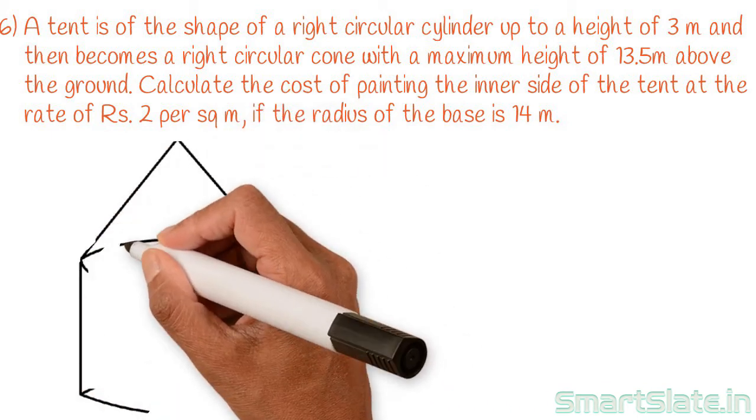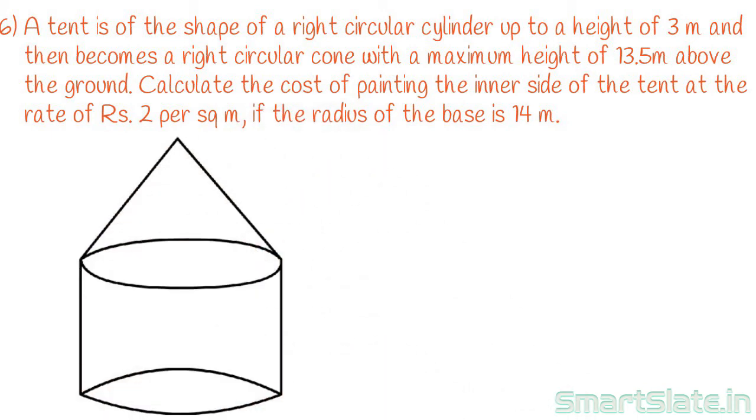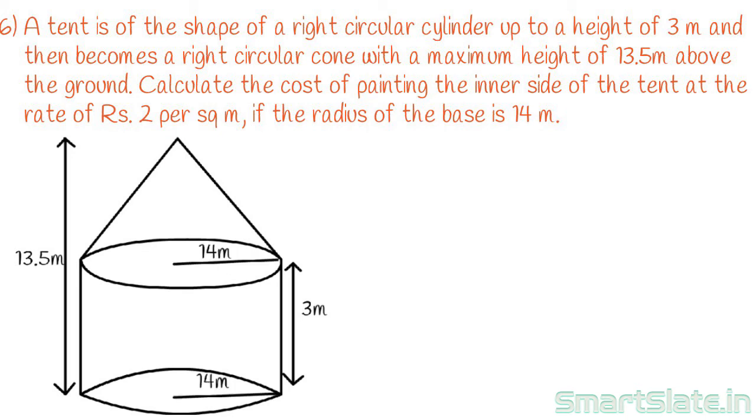Let me draw a tent. This height is 3 meters. The maximum height of this tent is 13.5 meters. Radius of the base is 14 meters. We are supposed to find the cost to paint the inner side of the tent. We have to find the curved surface area of the tent, which comprises the cylindrical shape and cone shape. Total inner surface area is the addition of the curved surface area of the cylinder and the cone.